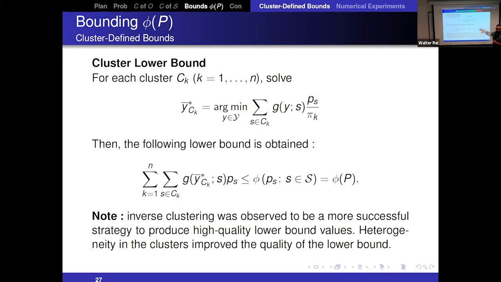So in order to improve the quality of this bound, instead of minimizing the dissimilarity within the cluster, we maximize the dissimilarity within each cluster. Okay? Trying to come up with the most diversity or dissimilarity within each cluster that we generate. Okay? So this was just to compute the two last bounds, right? So we basically just reversed the objective in our clustering problem. Okay?